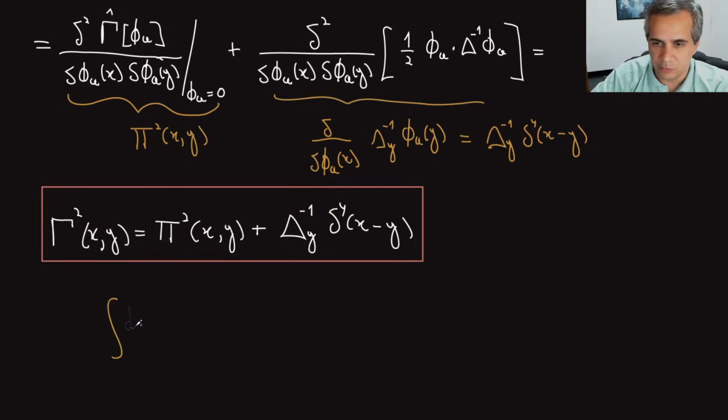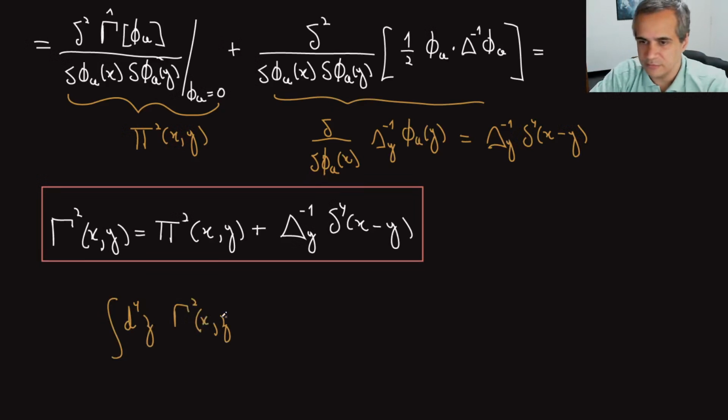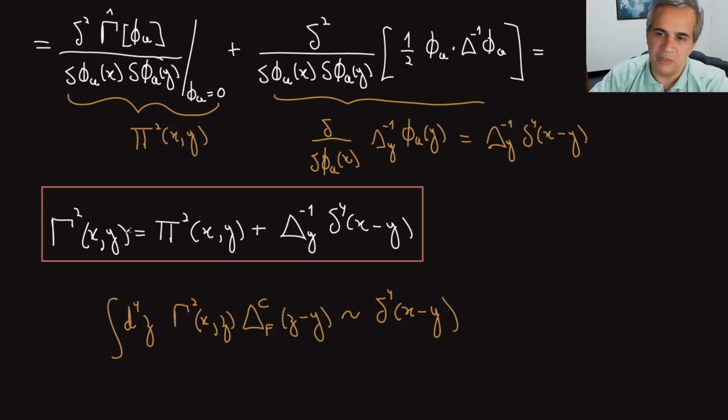the integral over d^4z of this guy, Γ2(x,z), contracted with, let's call this Δ_FC, C means complete, the full propagator, of z minus y. If I act this here, I'll get something proportional to δ(x minus y). But in order to prove that this is so, I first have to define this guy. That's the next thing I want to do.